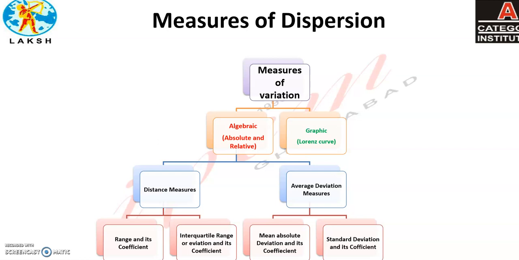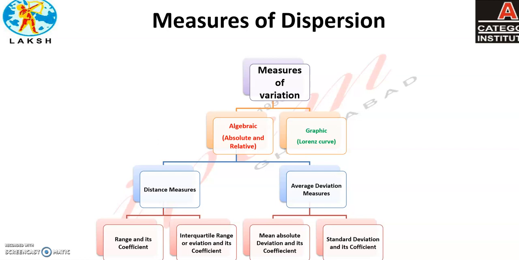First one is algebraic. Algebraic, it is again of two types, absolute measure of dispersion and relative measure of dispersion. Second, it is known as Lorentz curve. Algebraic measure of dispersion is again divided into two types, distance measures and average deviation measures. Distance measure, we can measure it through two ways.